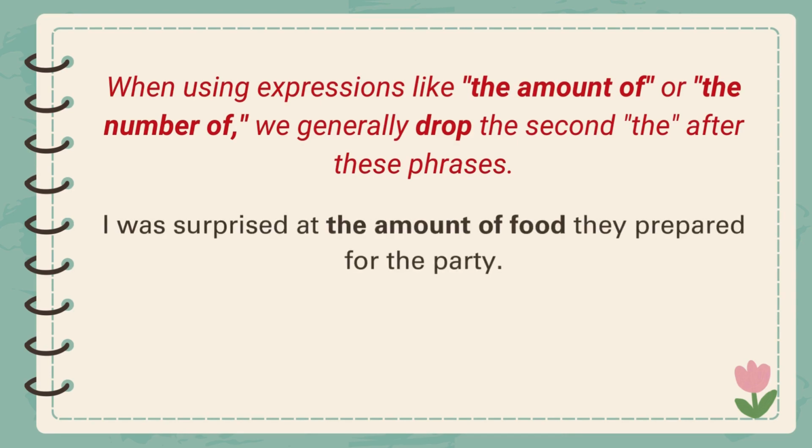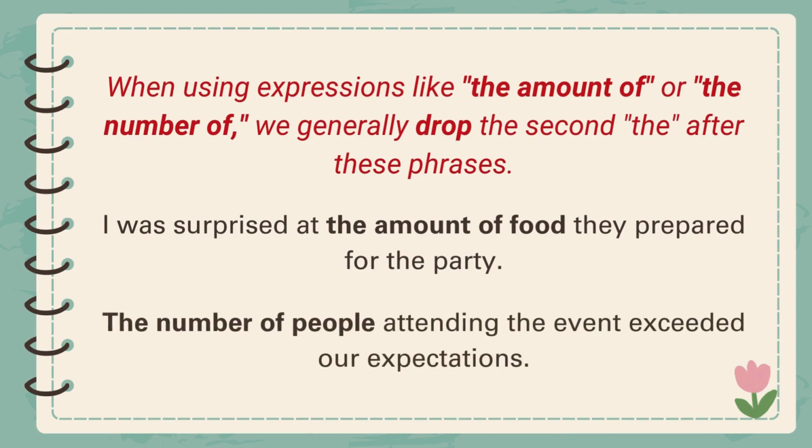Here are some examples. I was surprised at the amount of food they prepared for the party. Here, the amount of is used without a second the before food, because the expression itself already introduces the concept of quantity or degree. Another example, the number of people attending the event exceeded our expectations. In this sentence, the number of is used without a second the before people, because the expression itself specifies a count or quantity.